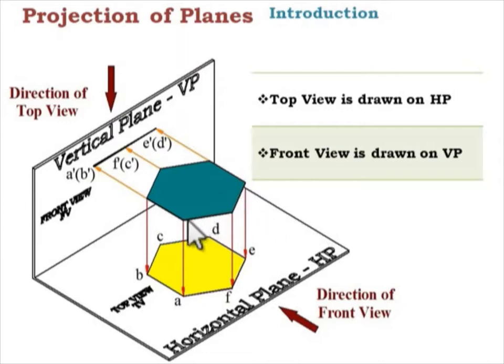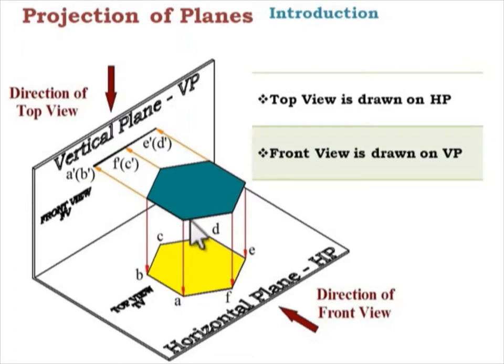Here, the top view projection of hexagonal lamina is shown. The corners of top view are named with small alphabets A, B, C, D, E, F taken in order. The front view of the lamina is projected on the vertical plane.